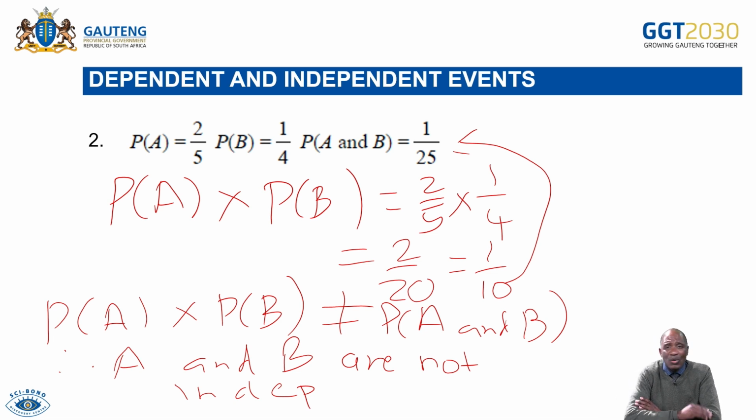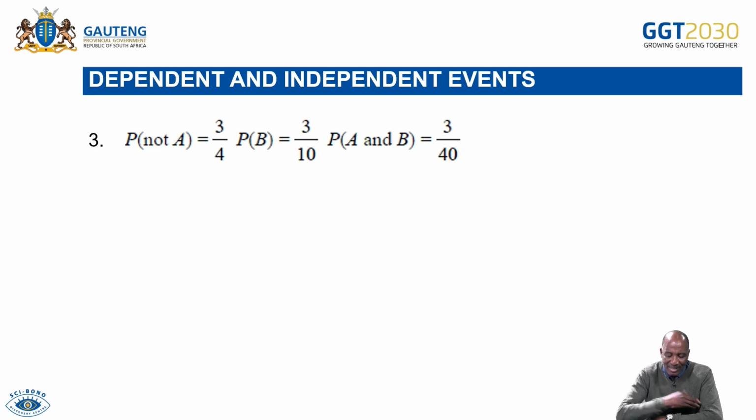They are not independent, because if they were independent, these probabilities should have balanced. 1 divided by 25, both of them, but the other one is 1 divided by 10. The same applies to this one. Are these events independent or dependent?